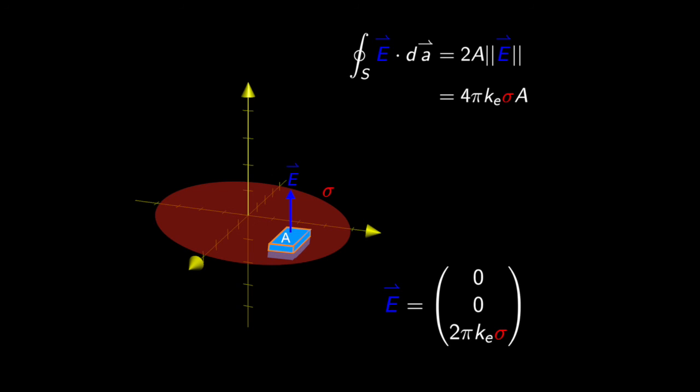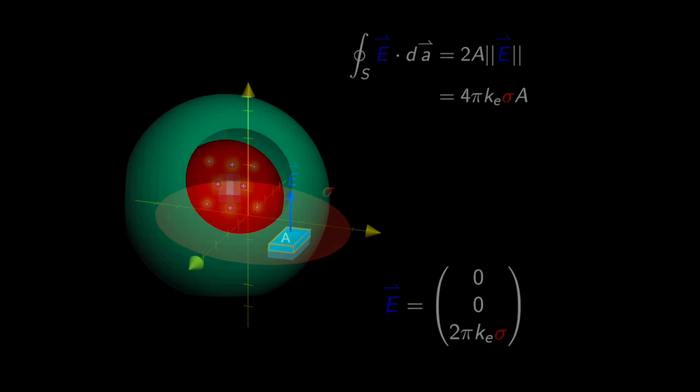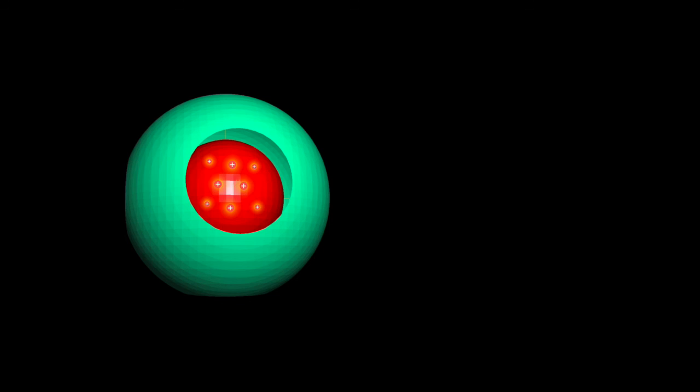E is (0, 0, 2 pi ke sigma). The same answer we got before. There are no tricks here. That's just the power of Gauss's law. That box we used is called a Gaussian surface. In this problem of a uniformly charged sphere, I've recommended a Gaussian surface in turquoise. Can you compute the electric field?